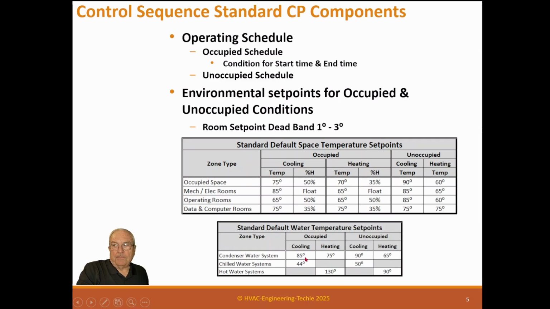Standard default for water temperature set points. Condenser water is 75 for occupied. Heating is 75. We don't have heating for condenser water. For chilled water systems, 44 degrees is standard.